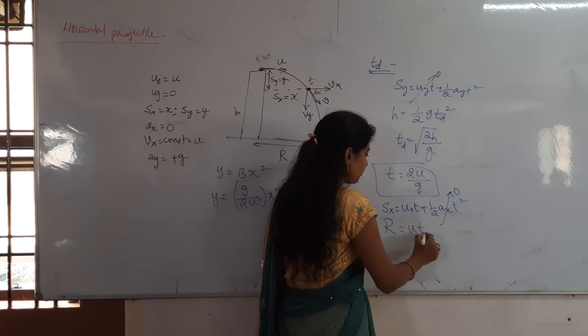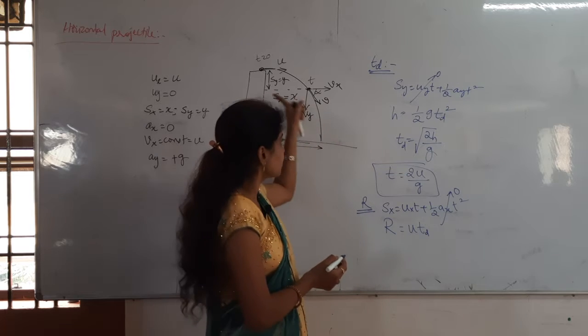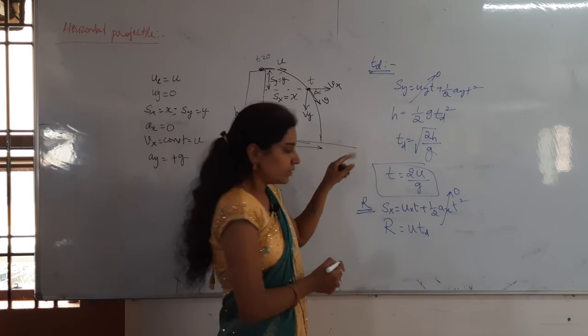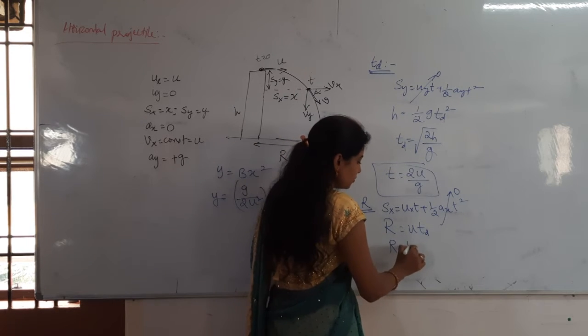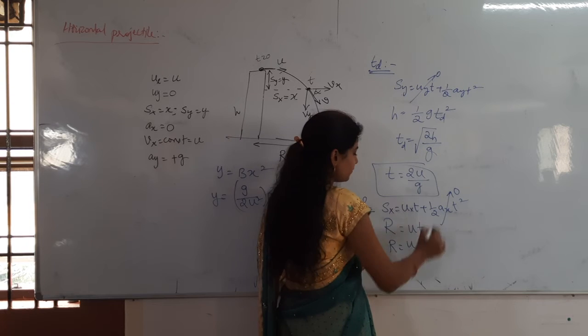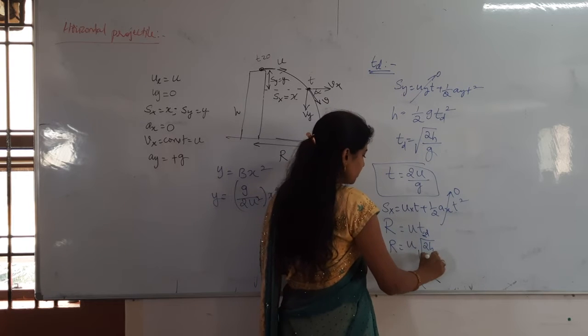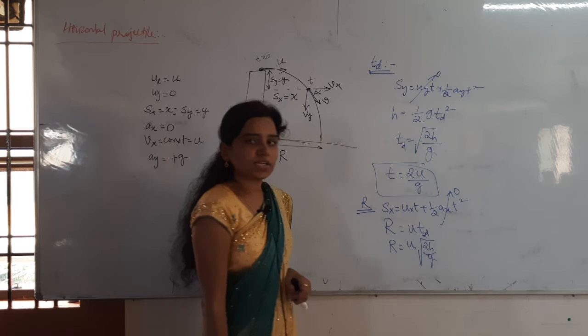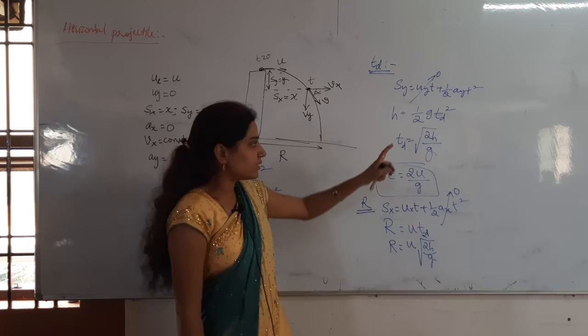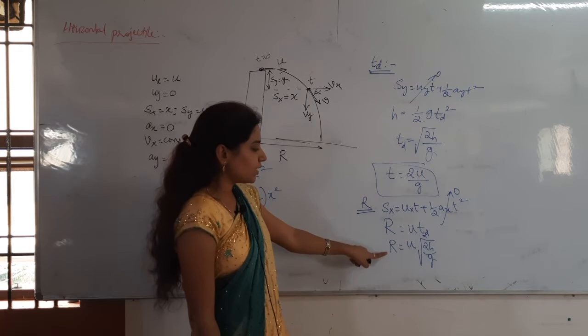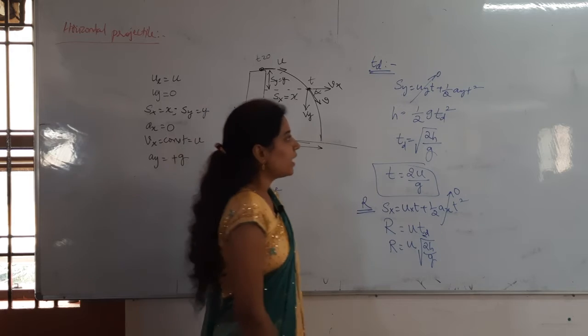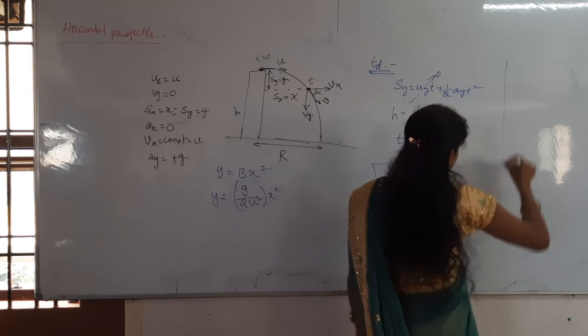Into time of descent you have to take. Why? Because this is covering the total motion here. So R is equal to u into, what is the time of descent for us? Under root 2h by g. This is the range formula we got yesterday. One is the time of descent, another is the range. And after that we have seen some important model problems.